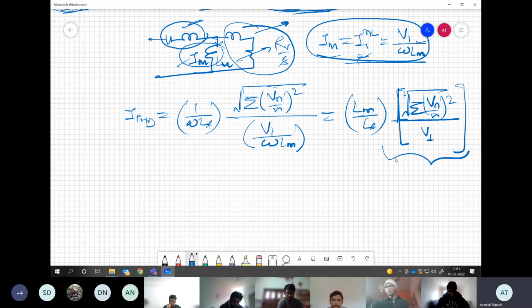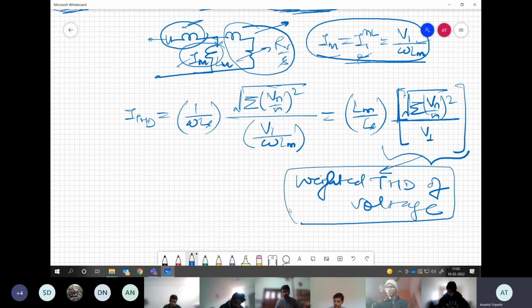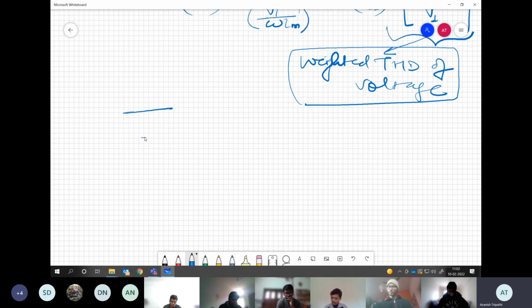This quantity, what you see over here, is also called the weighted total harmonic distortion of voltage, because there is a factor n coming everywhere with the harmonic. That's why this is called weighted THD of voltage. So the line current THD can be related in terms of the weighted total harmonic distortion of voltage, as this.